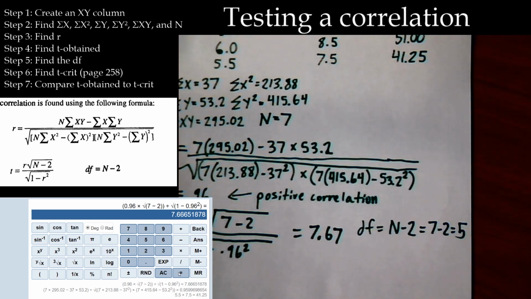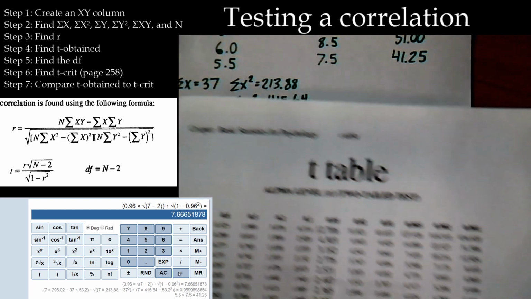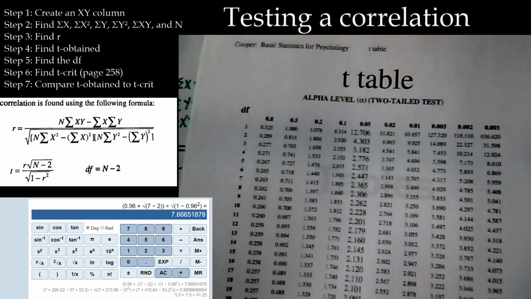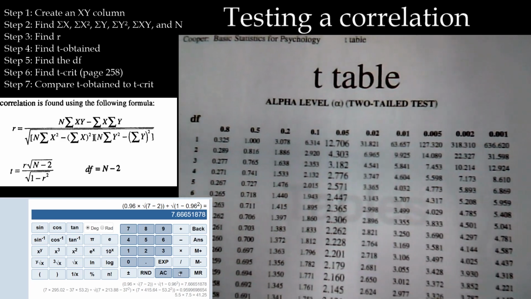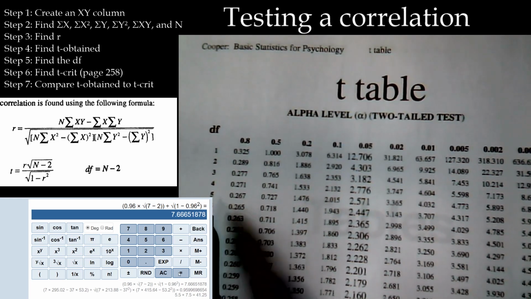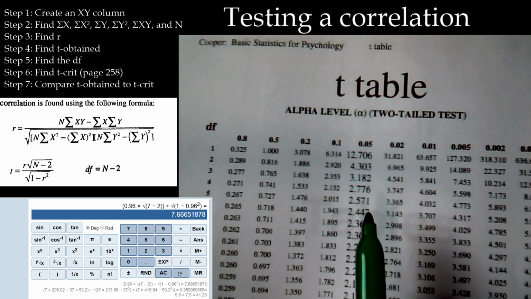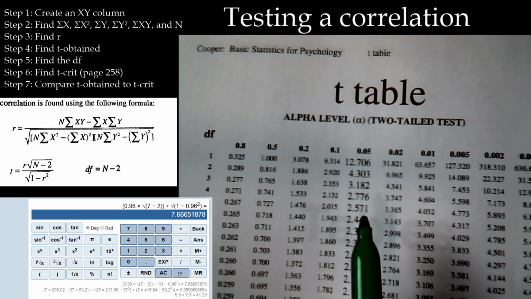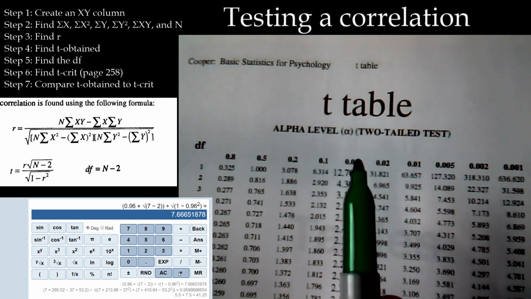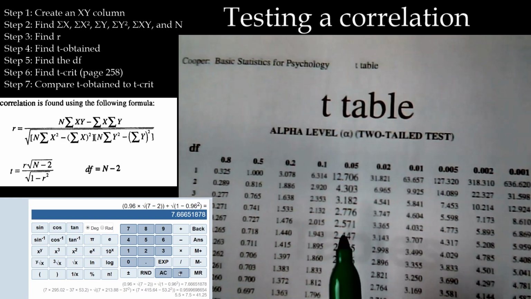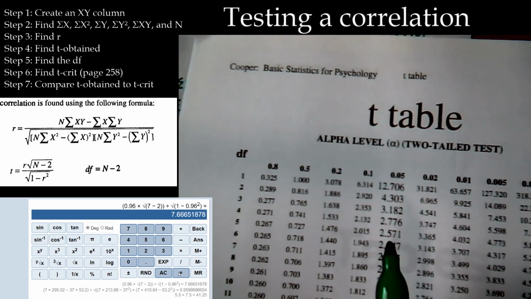Next, look up the value you got for your degrees of freedom in the t-table on page 258 of your book. In this case, a degrees of freedom value of 5 corresponds to a t-crit value of 2.571 at an alpha level of 0.05. So my t-crit value is 2.571.